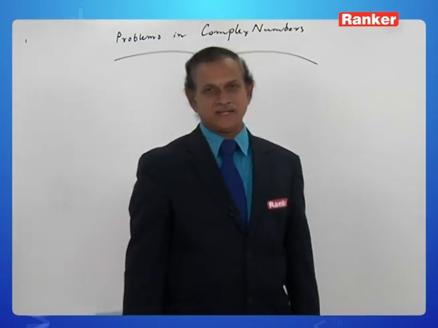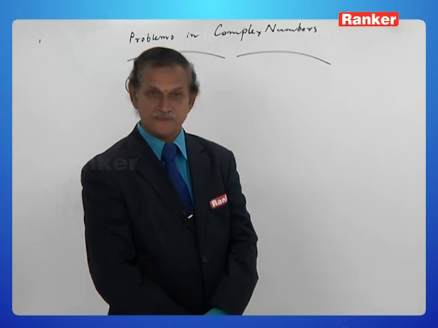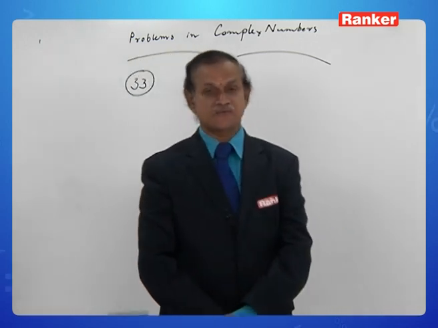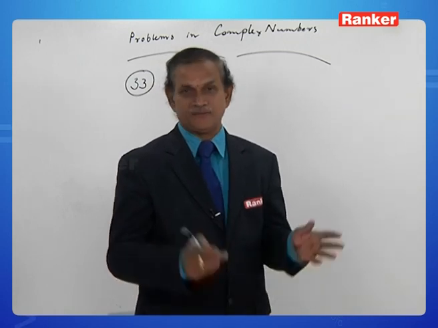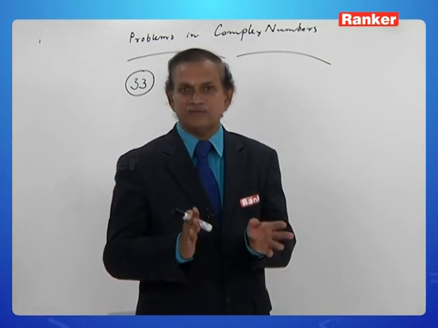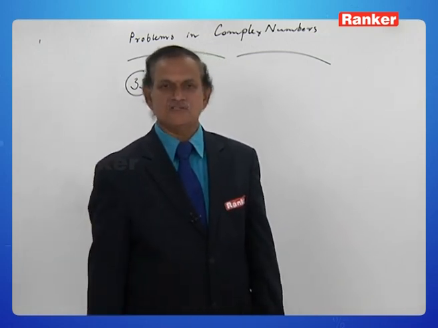We shall now look at the next question, that is question number 33. If lambda is a real number, that is lambda belongs to R, and non-real roots of 2z square plus 2z plus lambda is equal to 0, and origin form the vertices of an equilateral triangle, then lambda is equal to. It's a beautiful question. To answer this question, you may have to remember and recollect one of the beautiful properties of an equilateral triangle, provided the vertices are given in terms of complex numbers. Yes, let us recollect it.